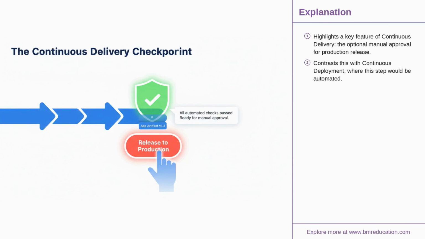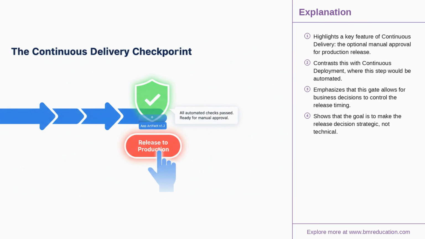This brings us to a key concept in continuous delivery, the manual gate. Even though every step so far is automated, the final decision to release to the public is often a deliberate business choice. The pipeline brings the fully tested, production-ready app to a one-click release button, waiting for a product manager to give the final go-ahead.